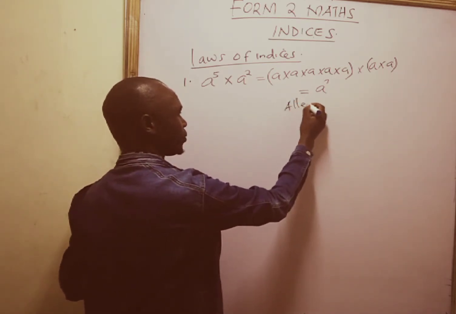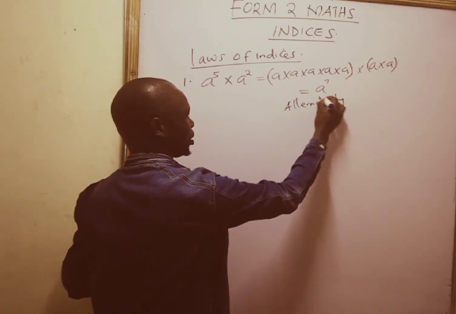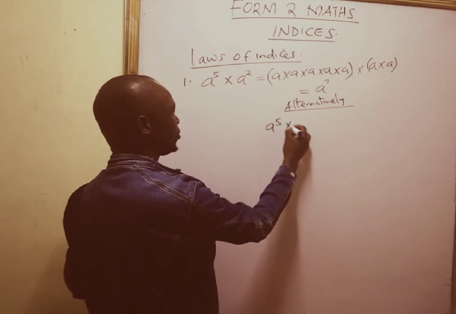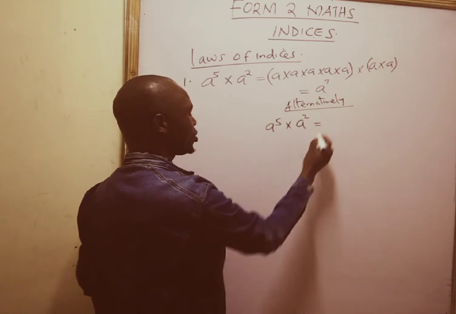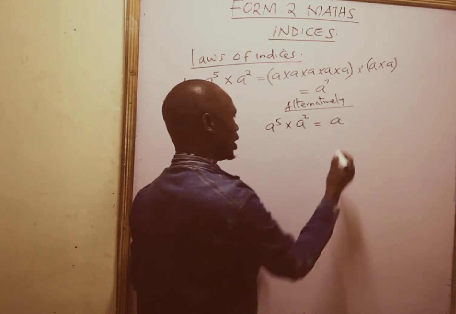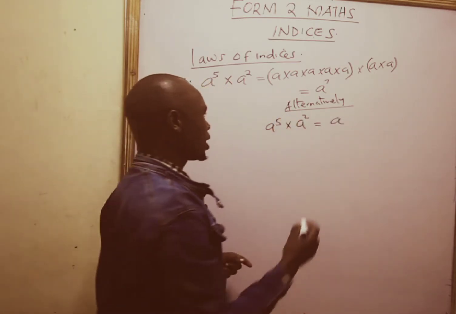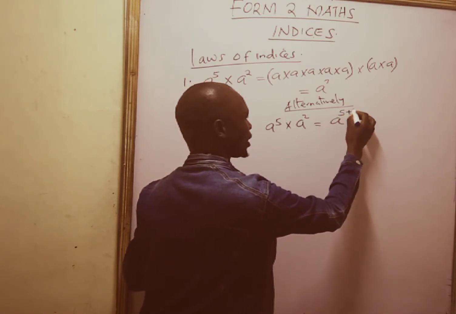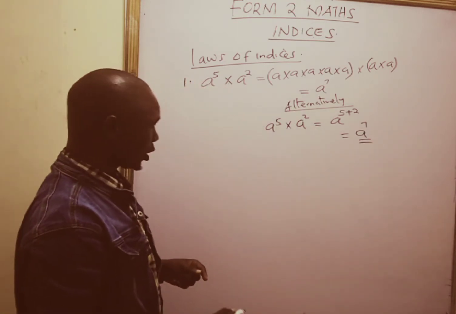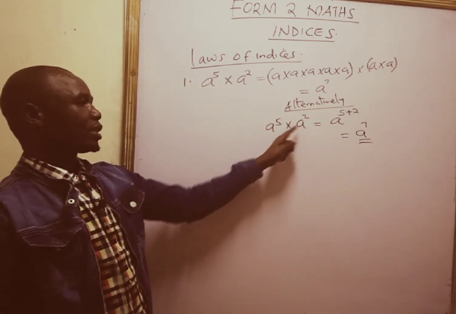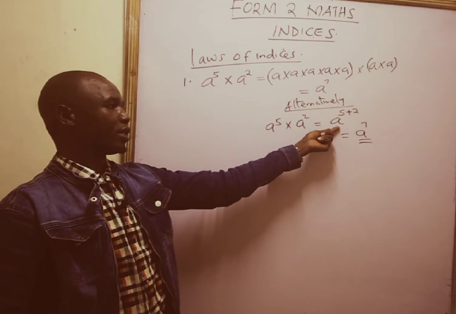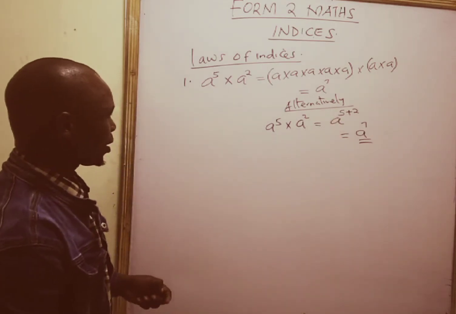Alternatively, if we have a power 5 multiplied by a power 2, this is to say that so long as the bases are the same, we take the common base, which is a, then we add the powers. That is to say we have 5 plus 2, which gives us a raised to power 7. In other words, so long as the bases are the same and the sign between them is a multiplication, you take the common base, which is a, then you add the powers.